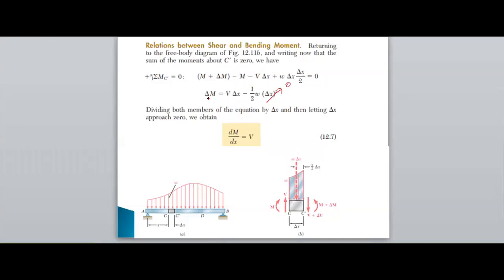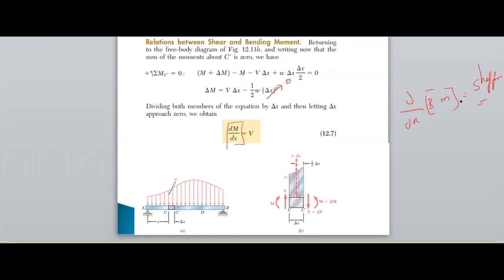Therefore, I am getting delta M is equal to V into delta x. Moving delta x to the other side, I get delta M by delta x is equal to V. Therefore, differentiating the bending moment, I will get the shear force. So these are the relationships between the shear force and bending moment. This is the last topic in the second unit.